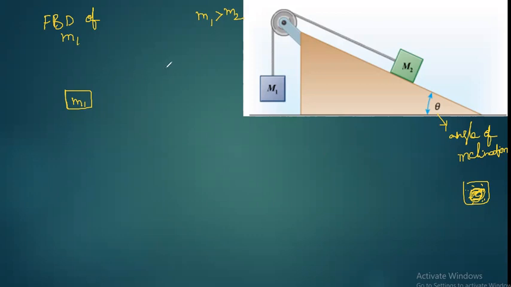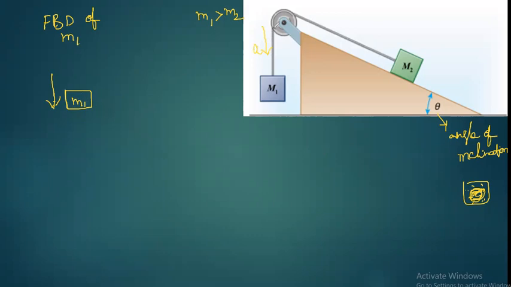Right. So here, how is the body moving? The body is moving downwards, right? You see, because M1 is more, the body is moving downwards.